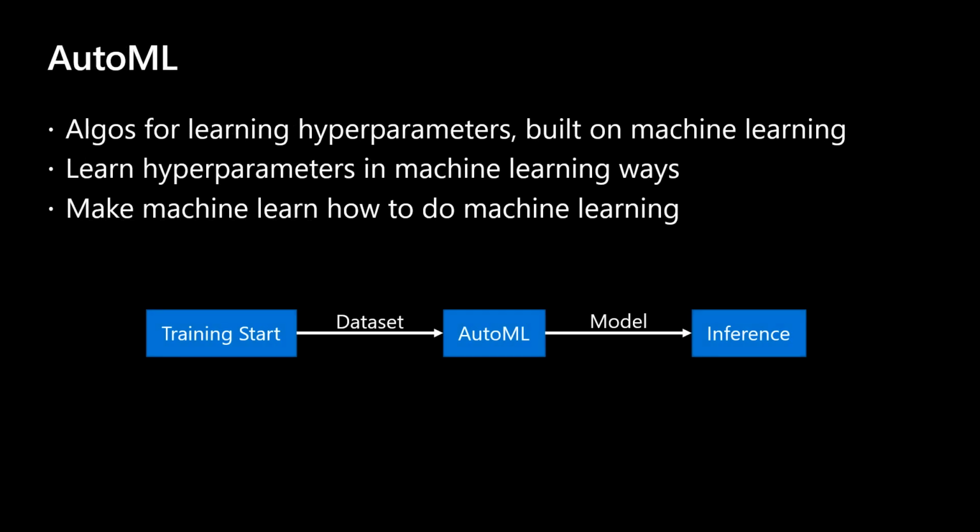So, to meet the modeling challenges of machine learning, we cannot ignore the value of AutoML. AutoML could be understood as algorithms built on machine learning to learn the hyperparameters. In other words, we can simply call it machine learning of machine learning, or using machine learning ways to learn hyperparameters. After we get AutoML, we could simply think that the whole training process is that we feed the AutoML algo with datasets, and we get a model. The model could be directly used to infer.